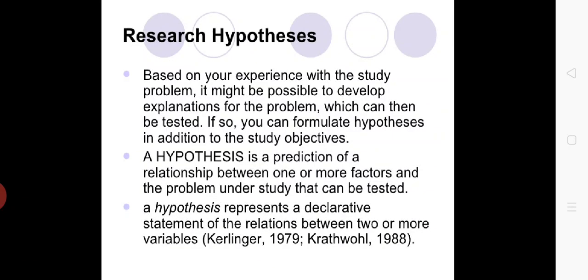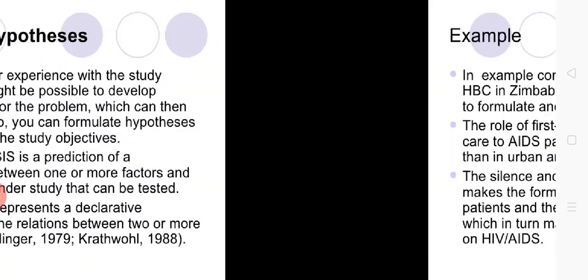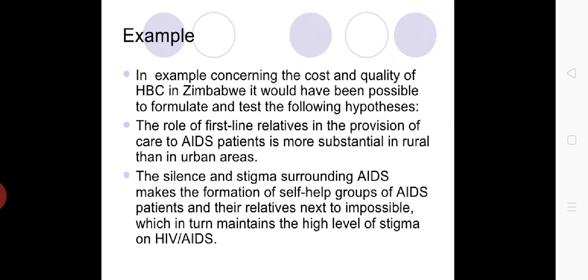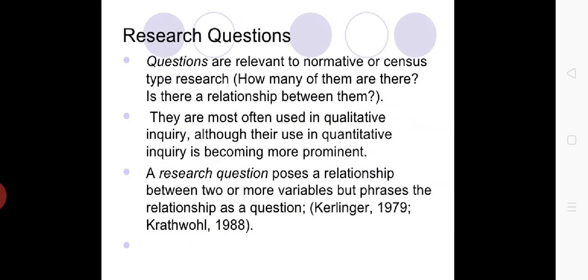A hypothesis represents a declarative statement of the relationship between two or more variables. Examples I have already explained very well in the previous lectures, which were about formulating hypotheses and research questions. Here are some other examples of formulating hypothesis. You can review them by yourself because we have already discussed them in detail in the previous lectures.